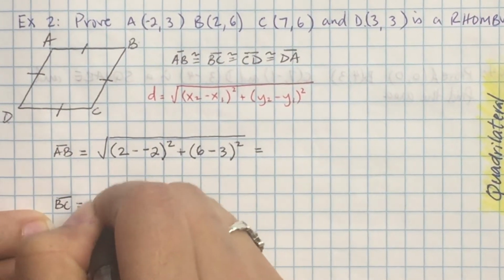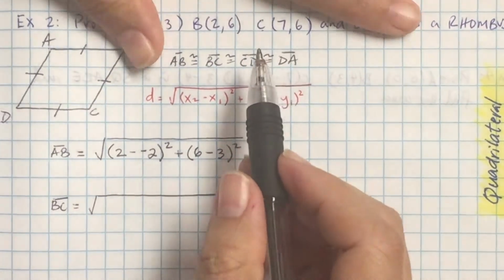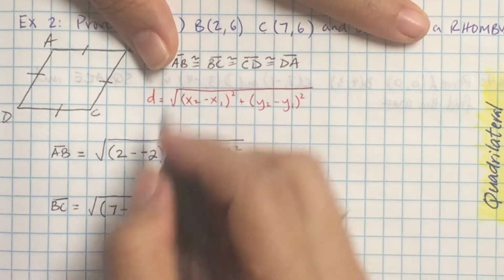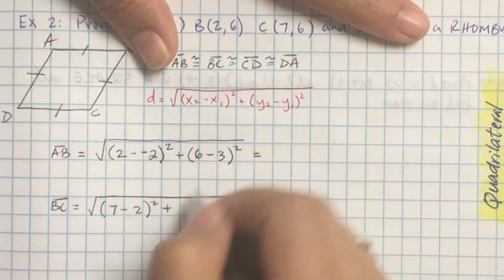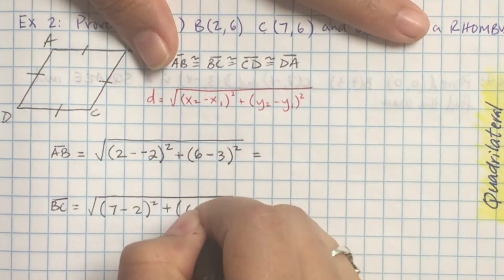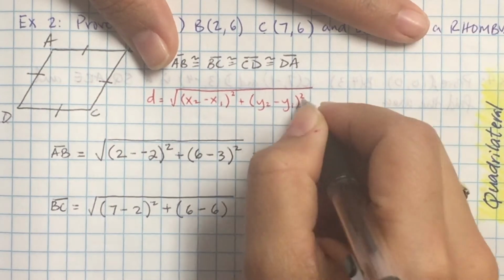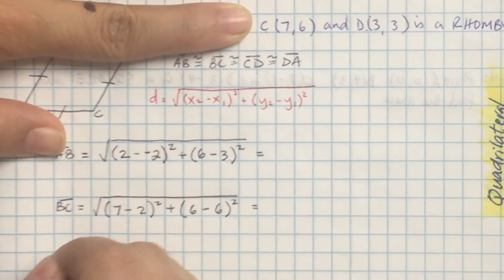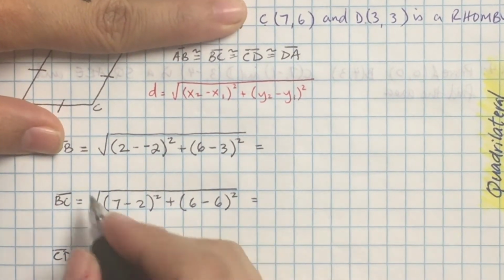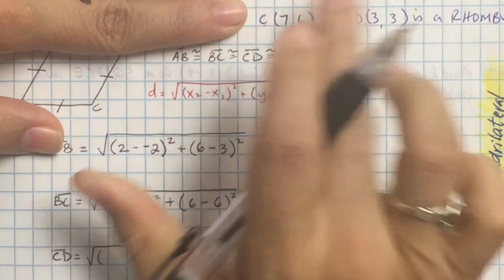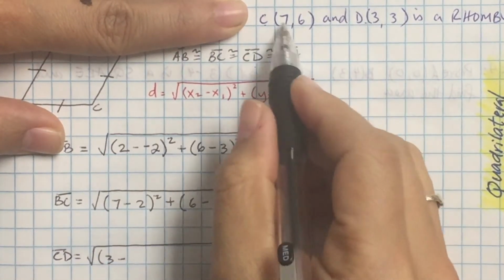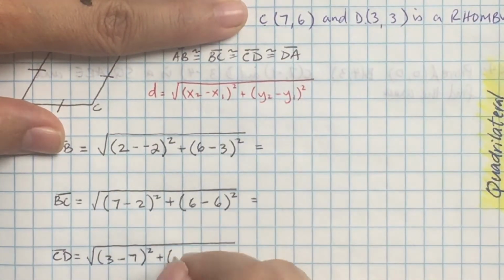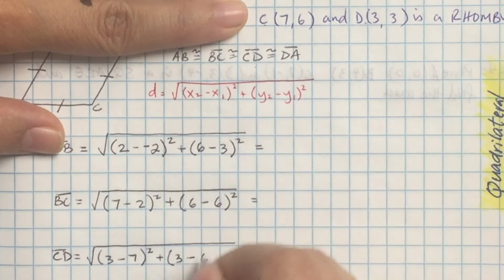It'll make that easier. So next one, BC. So cover everything else except BC. It's going to be open parentheses x2, so that's 7, minus x1, which is 2, squared, plus, open parentheses, y2, which is 6, minus y1, which is 6, close parentheses, squared. Alright, CD. Open parentheses x2, so x2 is 3, minus x1, 7, close parentheses, squared, plus, open parentheses, y2, which is 3, minus y1, which is 6, close parentheses, squared.